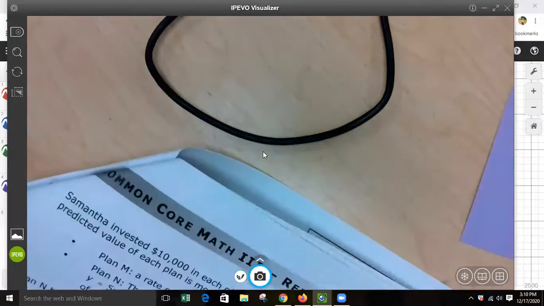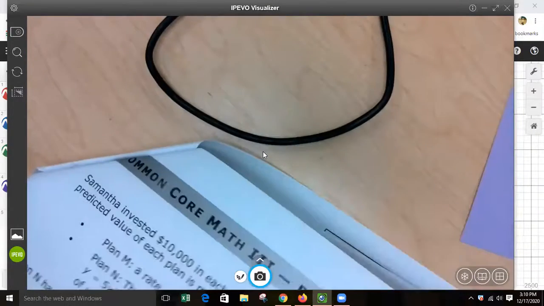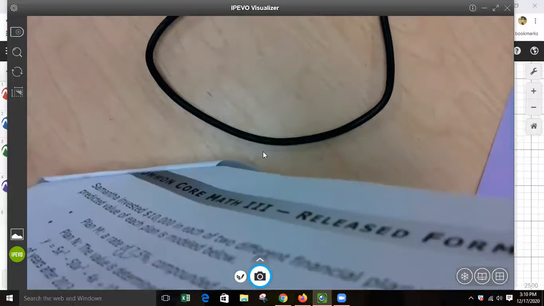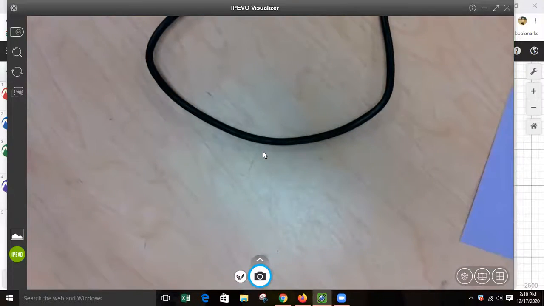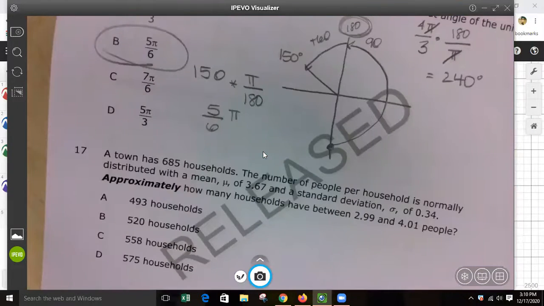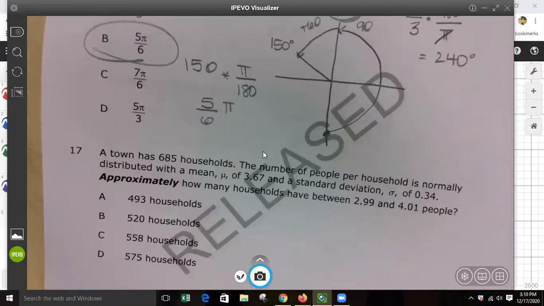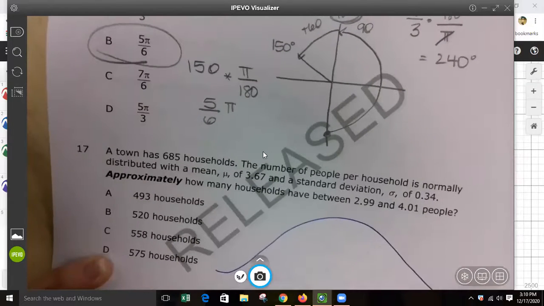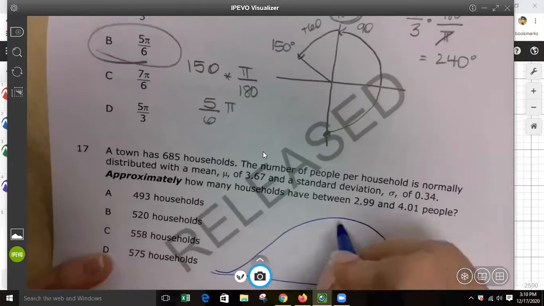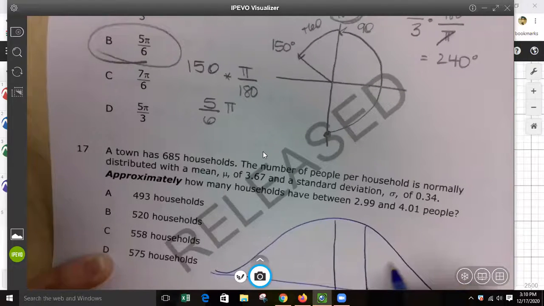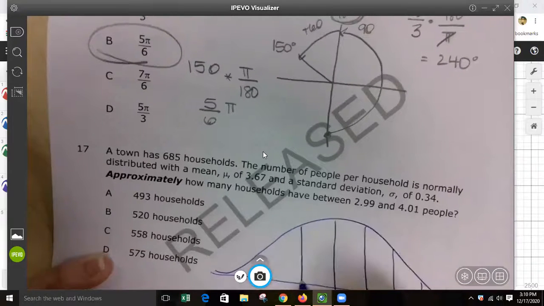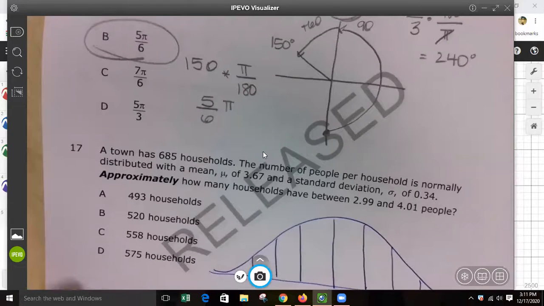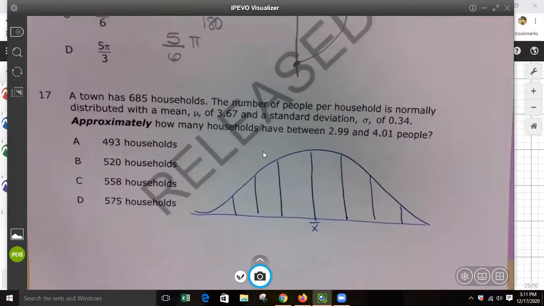Let's see if there's anything else. All right. 17 is another mean and standard deviation question. Going to draw that same curve. Mean, 3 standard deviations. So remember your mean's in the middle.